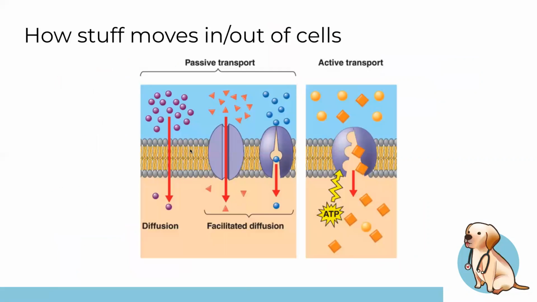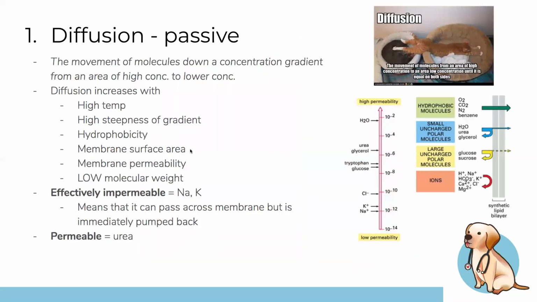Now we're just going to go through how stuff moves in and out of cells, like diffusion and active transport. Diffusion is when molecules move down a concentration gradient, from an area of high concentration to lower concentration. It increases with a higher temperature, higher difference in concentration, membrane surface area, hydrophobicity, membrane permeability, and low molecular weight.